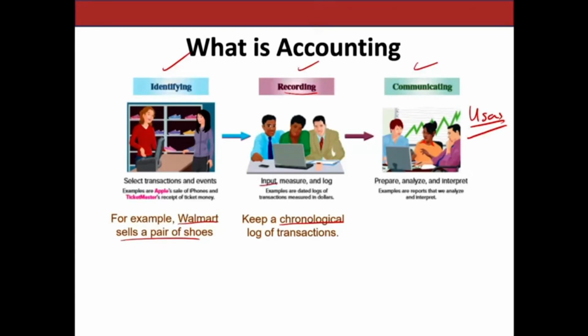For example, all the sales together, all the purchases together, all the purchase returns together, and so on and so forth. We have some sort of input, so we have to log in the transaction, but most of the time it's logged in automatically by a computer system. Then we have to communicate the information. What does it mean, communicate? We have to prepare, analyze, and interpret reports that help the users make better decisions.